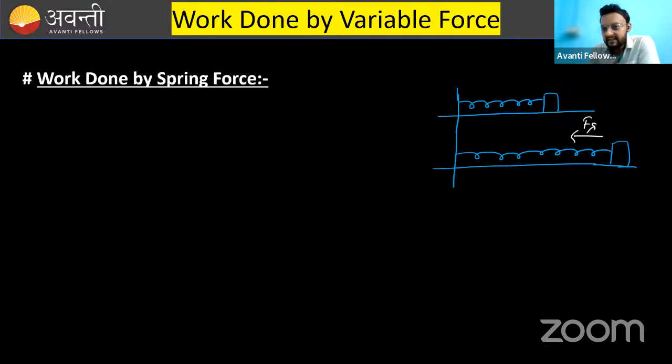So we can decide the direction now. If we can decide the direction, then I will not write Fs equals minus Kx. I will write Fs equals Kx, simply Kx, because I know the direction of force. And minus sign is just used to indicate the direction of force. So are you getting these things now?